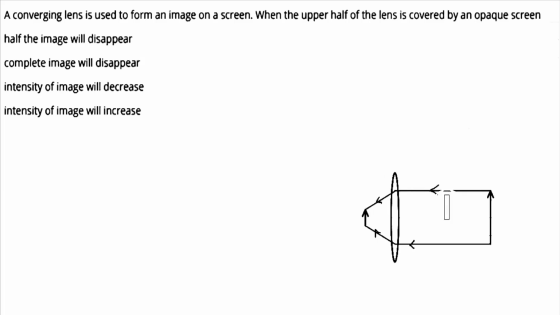This is the ray diagram of a converging lens. The rays emerge from the object and then after passing through the lens they converge on a screen. Now we'll draw the diagram of what happens when we cover half of the lens.